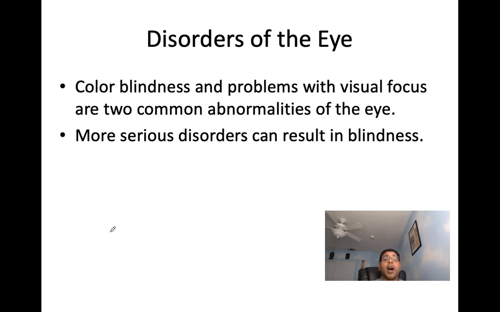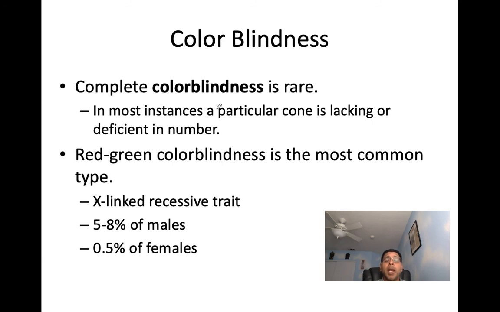Next, let's check out disorders of the eye. When we talk color blindness and problems with visual focus, there are two common abnormalities of the eye. More serious disorders can result in blindness. Complete color blindness is rare. In most instances, a particular cone is lacking or deficient in number. Red-green color blindness is the most common type. Color blindness is an X-linked recessive trait. 5 to 8% of males are affected, and 0.5% of females are affected. So very rare, basically, in females.